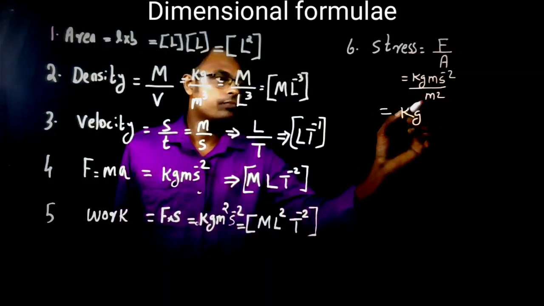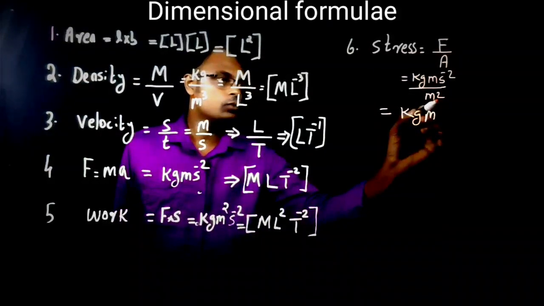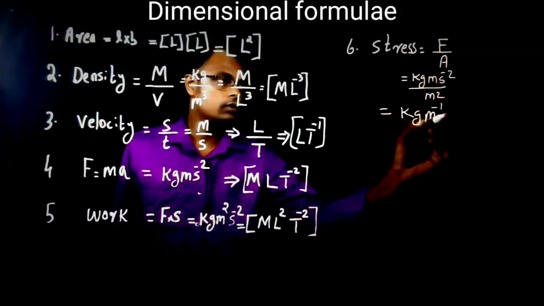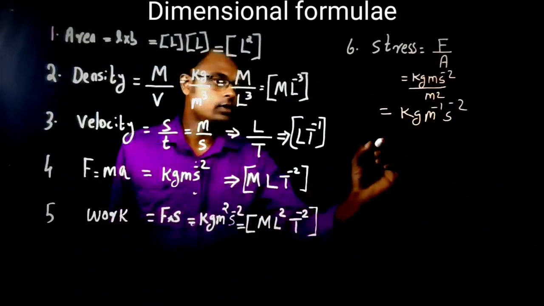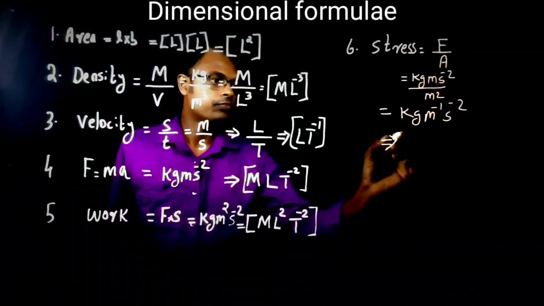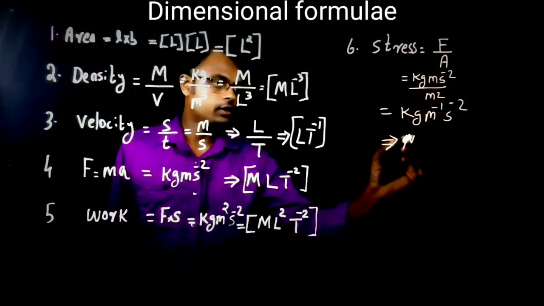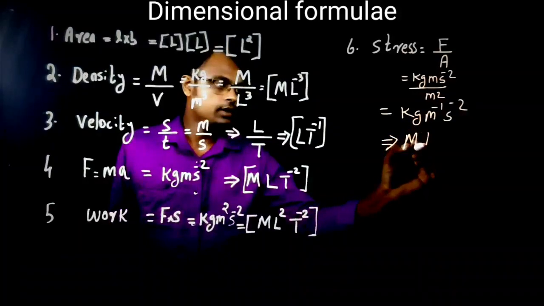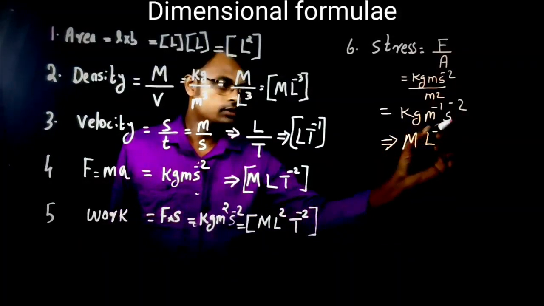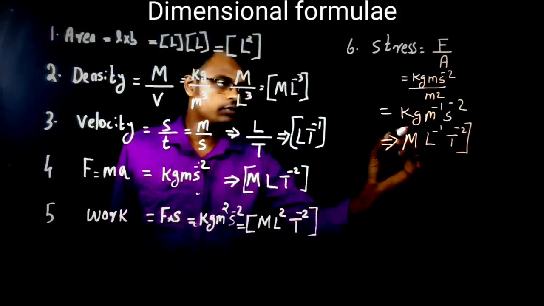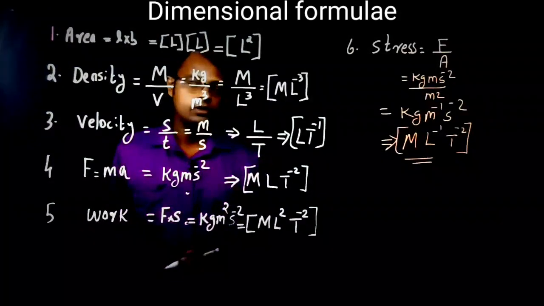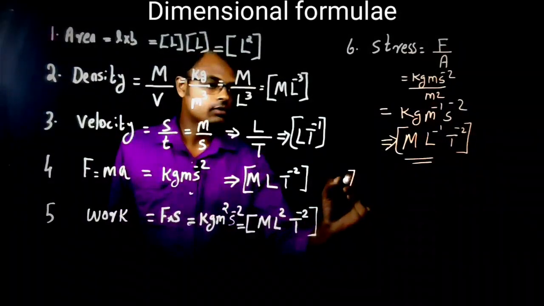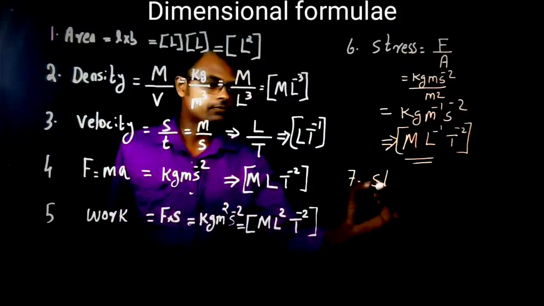Kilogram meter raised to minus 2 plus 1, so minus 1, s to the power minus 2. So this is the derived unit. What is the dimensional formula here? Instead of kilogram, mass capital letter M, length L to the power minus 1, time T raised to minus 2. So this is the way to write the dimensions of stress. Correct? Let's discuss one more example, that is strain.